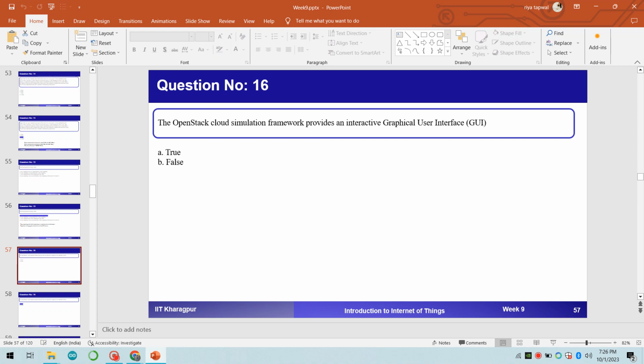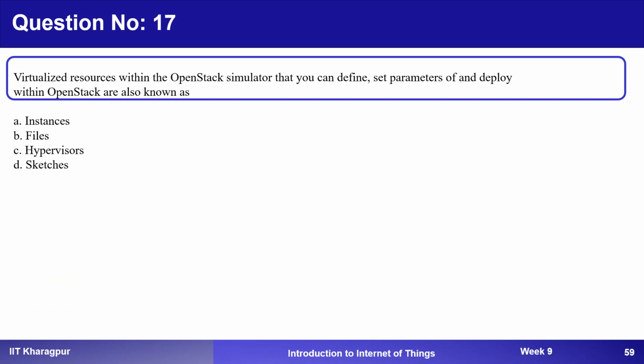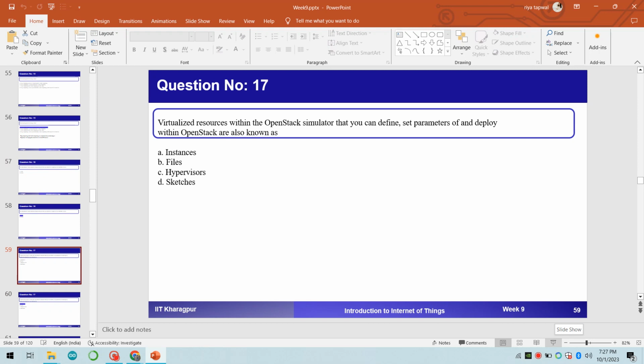Next question is, virtualized resources within the OpenStack simulator that you can define, set parameters of and deploy within OpenStack are also known as, options are instances, files, hypervisor, sketches. You find the answer of this question, I am coming back in 2 minutes. Okay.